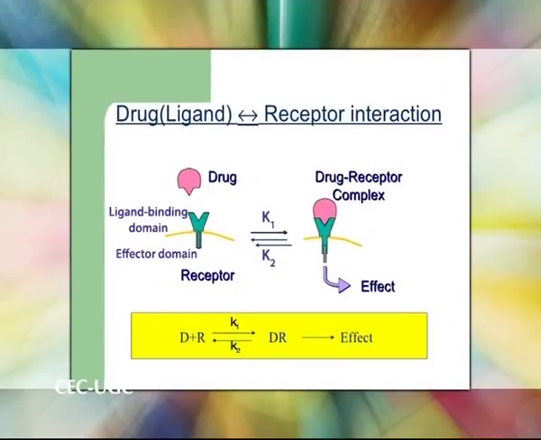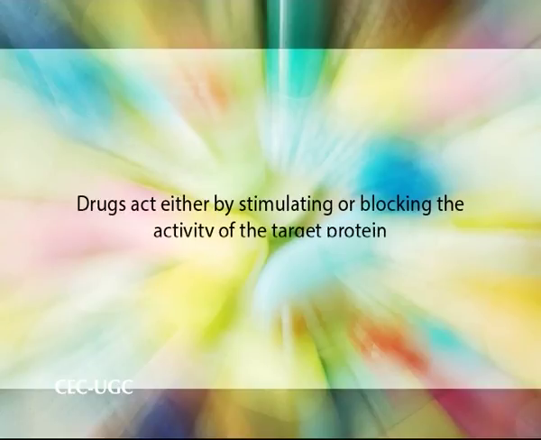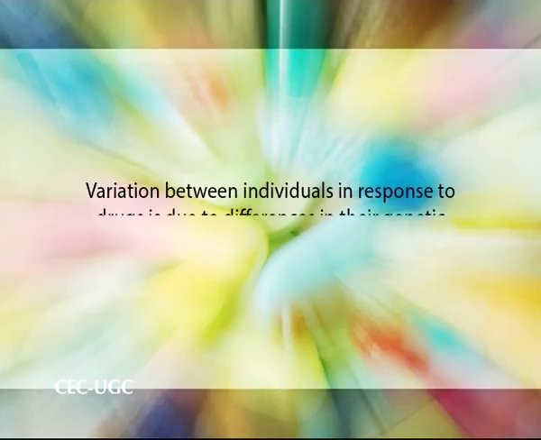When diseases are treated with drugs, they interact with targets that contribute to the disease and try to control their contribution, thus producing positive effects. Drugs act either by stimulating or blocking the activity of the target protein. While the current practice of drug development addresses the needs of the majority of the population, scientific data has also shown that people vary in their response to the same drug. Variation between individuals in response to drugs is due to differences in their genetic makeup.